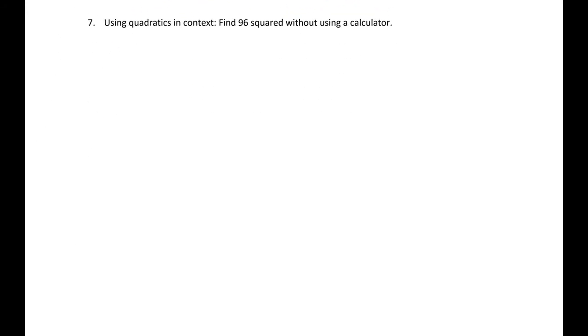The next thing I want to show you is how to use quadratics in context. So, when originally faced with a problem like this, it can feel very daunting. 96 squared without using a calculator. Okay, I'll do 96 times 96. Wait. That's not quite what it's asking. Okay? 96 squared. Let's have a look at that.